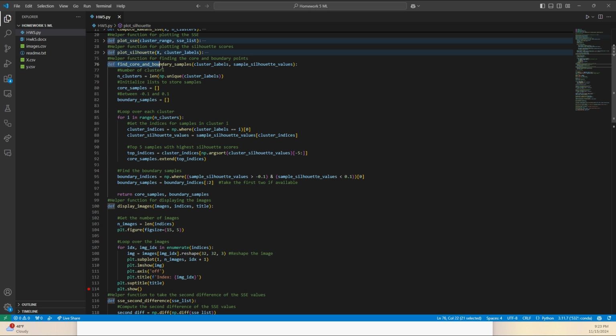This one's for finding the core and boundary images or samples. It also uses the number of clusters depending on that. And then we store toList to collect the values, and this is what we need it to be a boundary sample. So it just goes over the clusters, gets the indices, gets the top 5 samples with the highest, and then it finds the boundary. Basically, we just take the first 2.